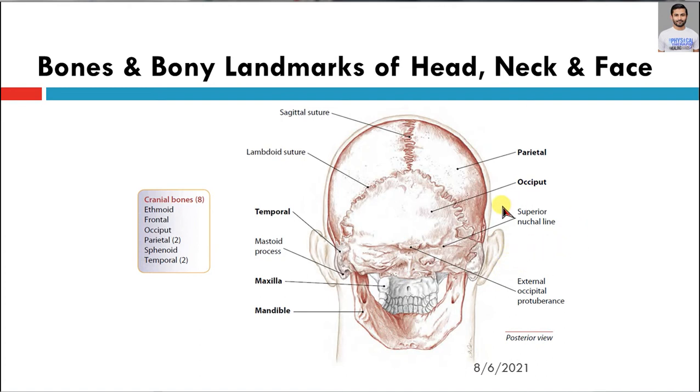Then from the posterior view, we can see the sutures of the skull, as well as the mandible, the teeth, the maxilla, the temporal bone bearing the mastoid process. We can see there are nuchal lines. One is called the superior nuchal line, and there is another, the inferior nuchal line. In the midline, there is a protuberance called the external occipital protuberance, and this is the occipital bone. These are the parietal bones. In between the parietal bones, you can see the sagittal suture. Between the parietal and occipital, you can see the lambdoid suture, and this point is called the lambda.